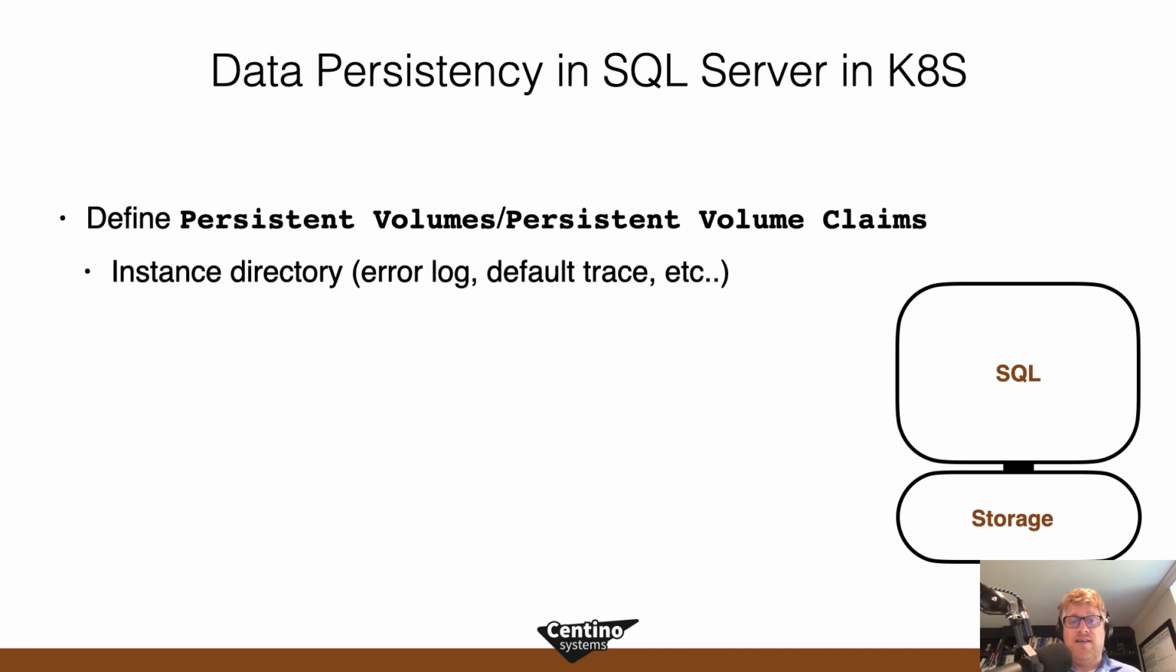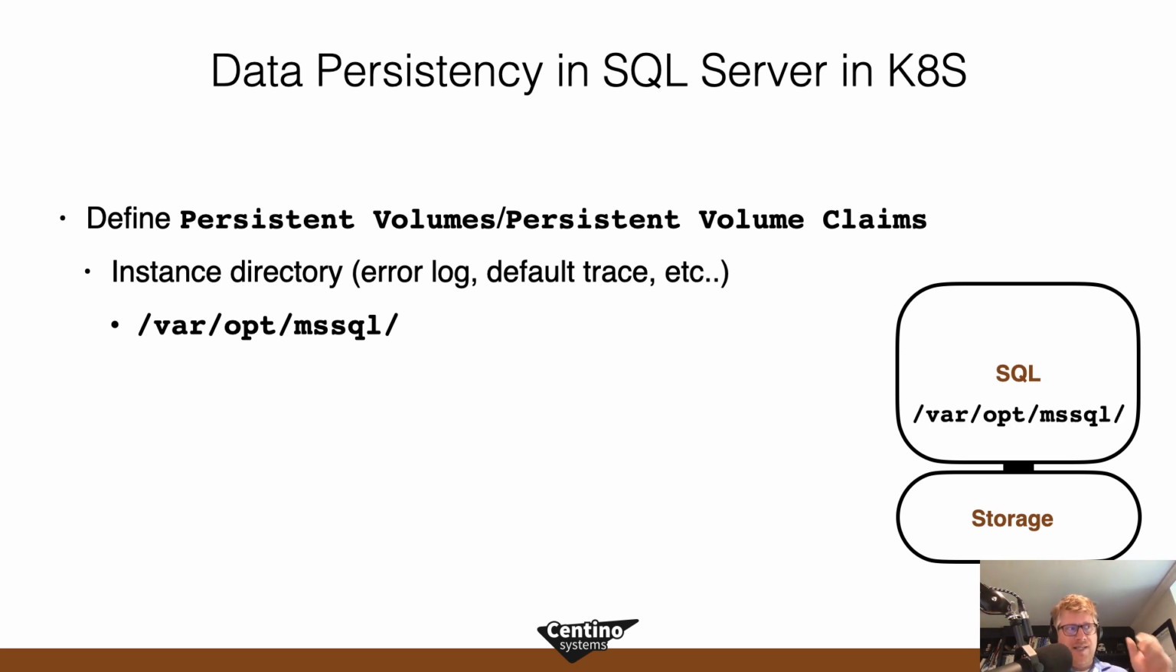That's where we'll find the error log, the default trace, and all those other things, in the file system location /var/opt/mssql. Inside of the pod, if you think about what we're doing, we're saying, give me this storage, and I want to attach it to this specific file system location inside of my pod. That's the key way we're going to decouple the lifecycle of the pod and the storage itself, by mapping that disk into the pod inside of our container.